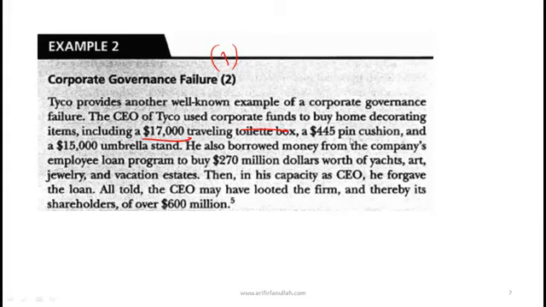A $445 pin cushion, a $15,000 umbrella stand, and to top this all off, he borrowed money from the company's employee loan program to buy $270 million worth of yachts, art, jewelry, and vacation estates. Then, in his capacity as CEO, he forgave all the loan. All told, the CEO may have looted the firm and thereby its shareholders of over 600 million.